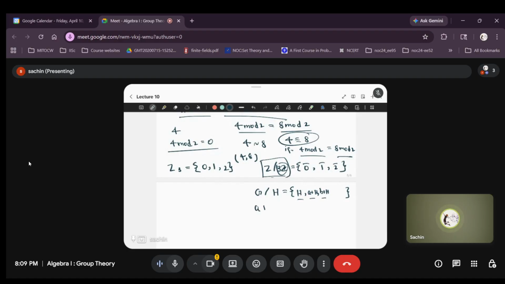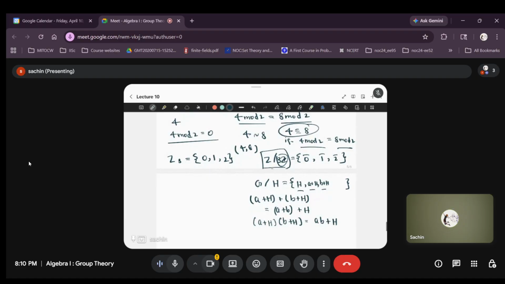With the definition that A plus H plus B plus H, where A and B are group elements in G, is equal to A plus B plus H. And A plus H into B plus H is AB plus H. With this definition, the set of H, A plus H, B plus H, etc. will form a group.